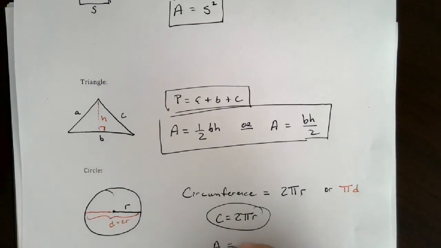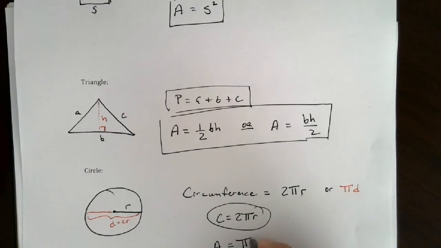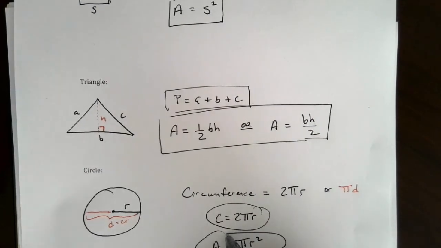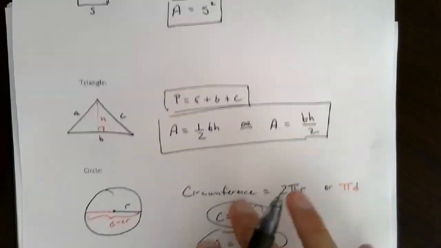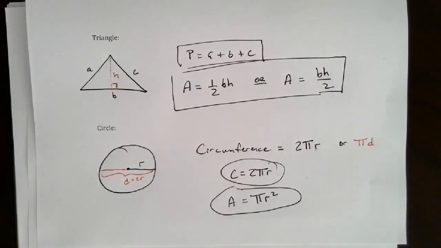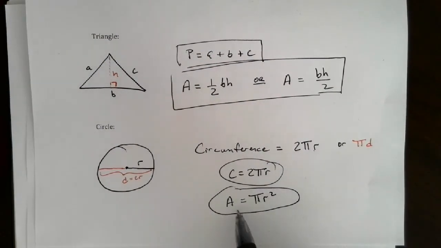The area of a circle, well, that's pi times the radius squared. Again, remember the units of area are going to be squared. So having that radius squared there is where the units would come from. So area is equal to pi times the radius squared.